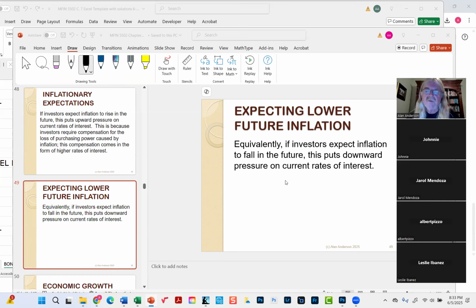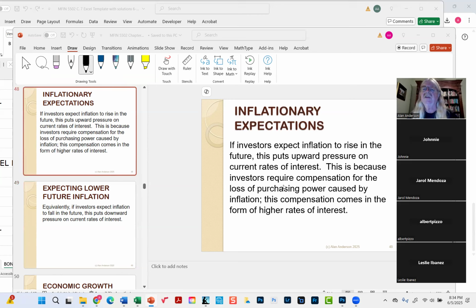Now, of course, if we expect inflation to be even lower in the future, then rates have a tendency to fall. But when people are worried about inflation, then you tend to see higher rates, and you also tend to see a steeper yield curve.